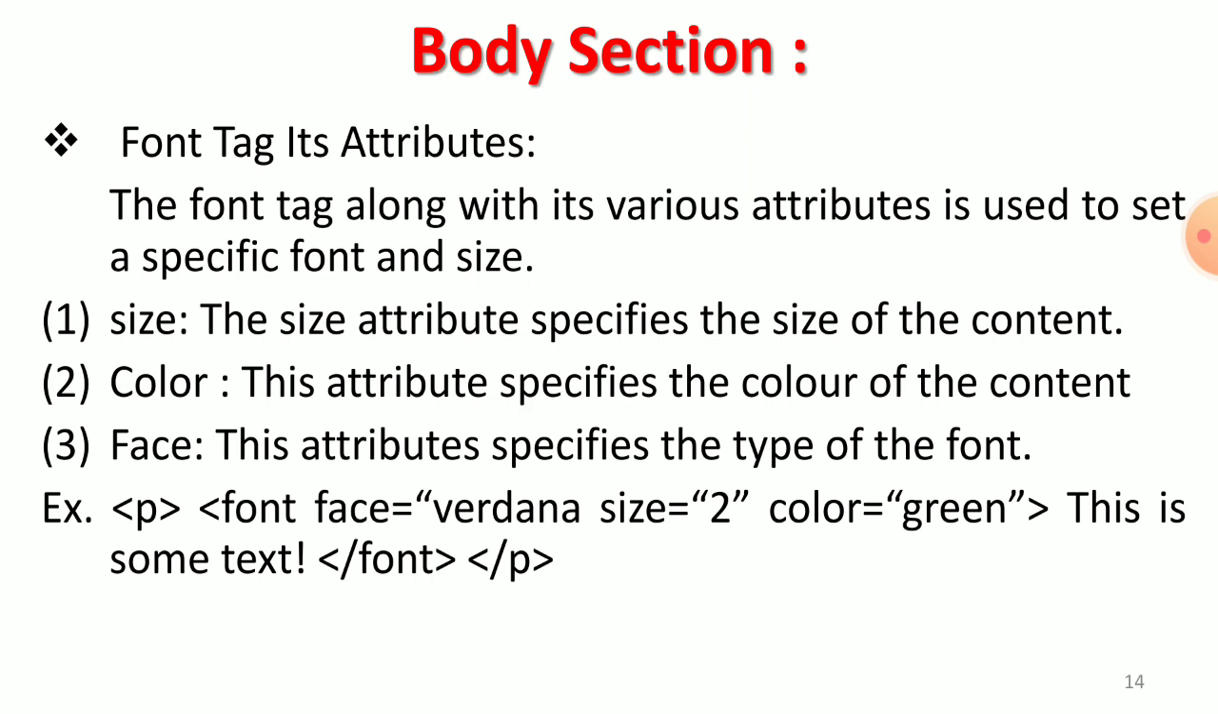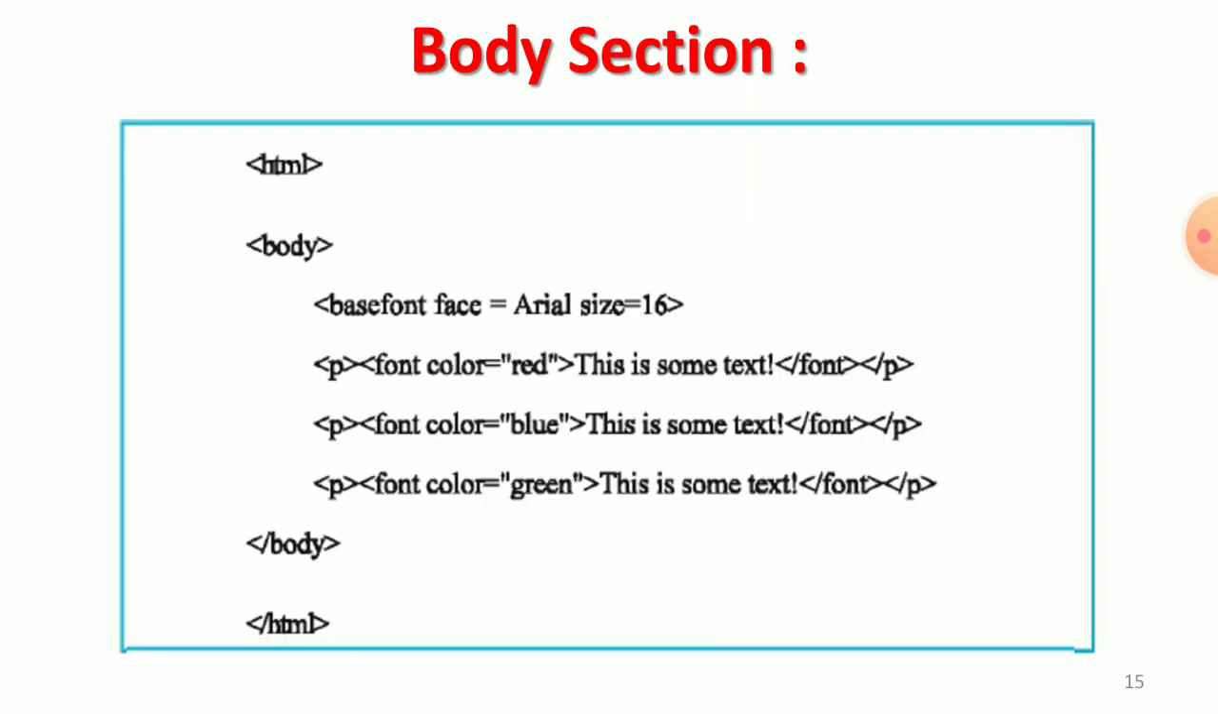In that example, paragraph, font face equals Verdana, size equals 2, and color equals green. And then the text is This is some text, slash font over and slash p over. That means the output is in font Verdana, size 2, and color green. That is an example of font text.